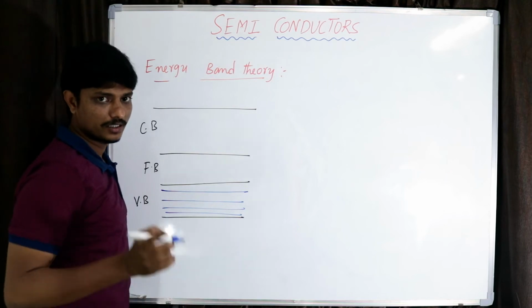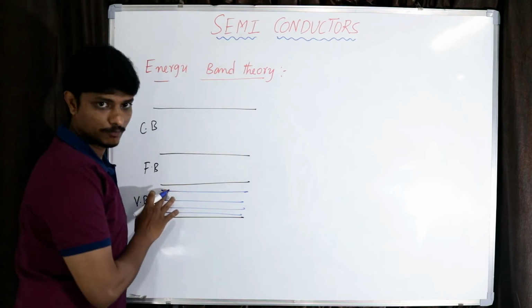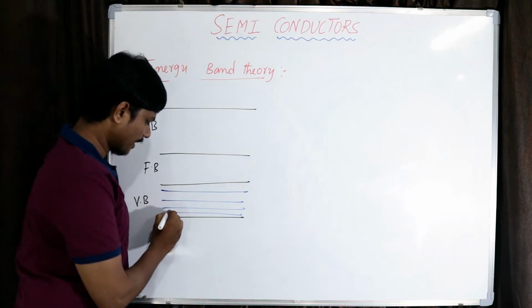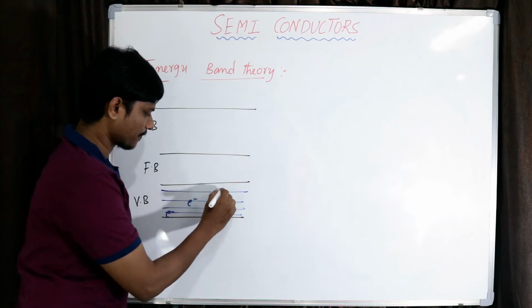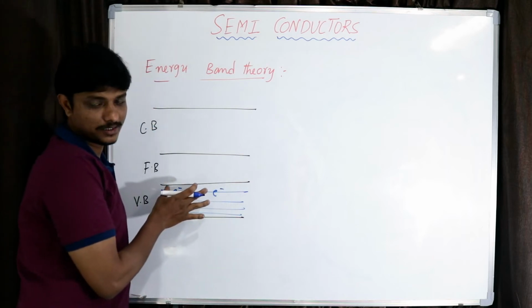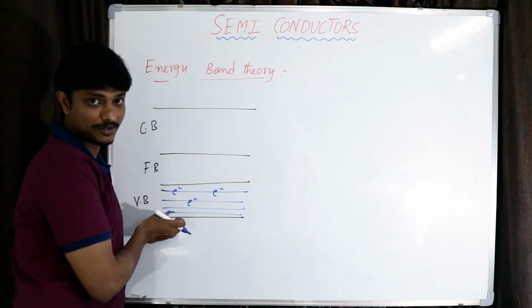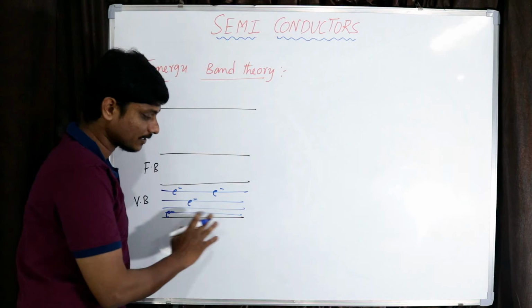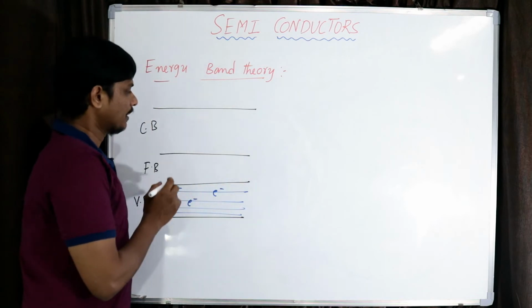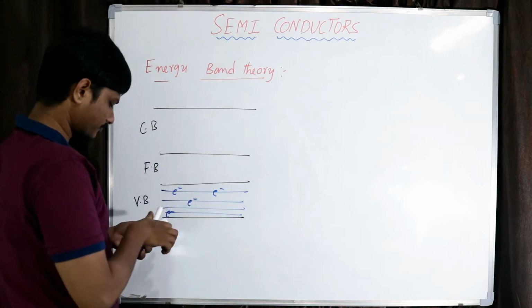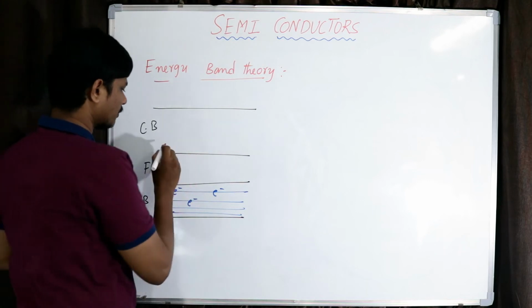The electrons, though they are in the valency band, possess different amounts of energy about their positions. Some electrons possess more energy, some possess less energy, some possess even lesser energy, but still all are there in the valency band only. And this is called the conduction band.